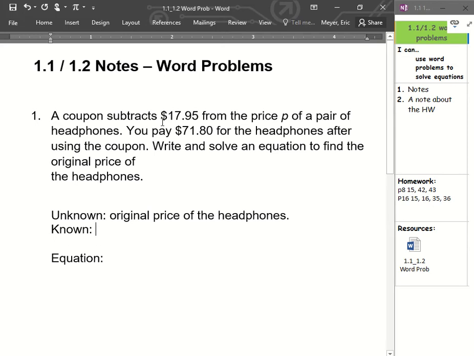So what do we know based on this prompt? Well, my coupon is $17.95. I also know that P is my variable, right? So P equals price. This P variable is given to us. It's italicized. That's how we know that it is the variable that it wants us to use. I ended up paying $71.80. So I think of that as a total, right? When I pay something, that was the final value. Okay, so I pay $71.80.